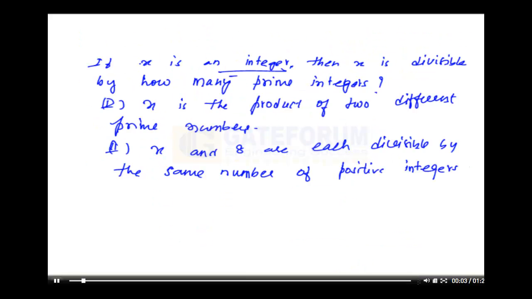x is an integer, then we have to find x is divisible by how many prime integers. Now we have to find the number of prime integers by which x is divisible.